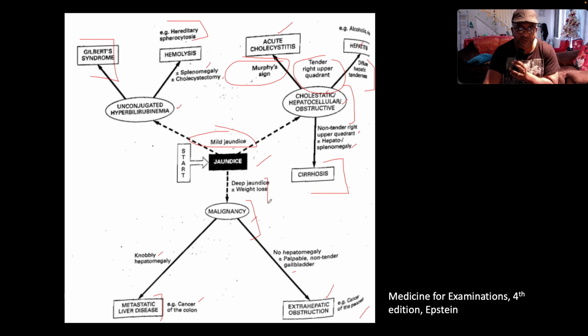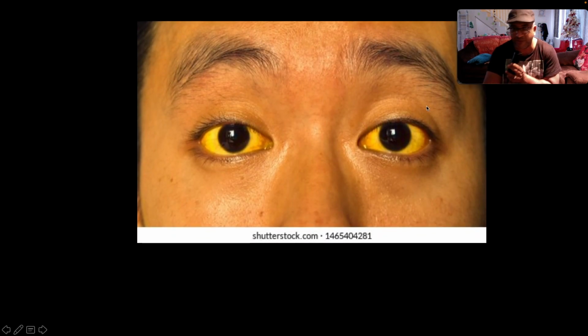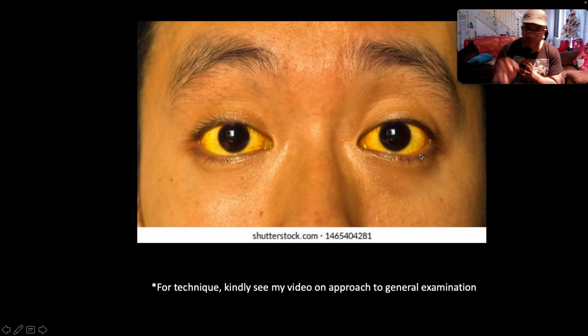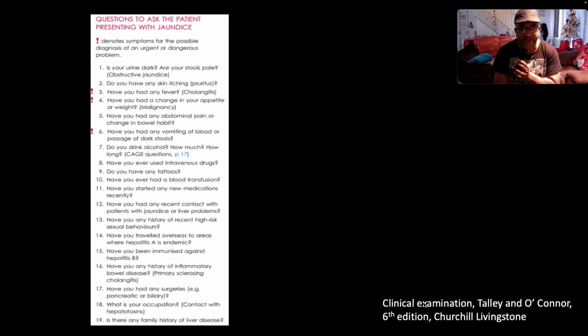If the patient has deep jaundice with a history of weight loss, here we're dealing with a malignancy. If there's a nodular or knobbly hepatomegaly, it's just metastatic. If there's no hepatomegaly and you've got Courvoisier's law being positive, is it extrahepatic obstruction, usually from CA head of pancreas downstream? This is jaundice, yellowing of the mucosa, where you can see yellowing of the sclera. For more information on technique of examining for jaundice, I encourage you to check out my video on approach to general examination.